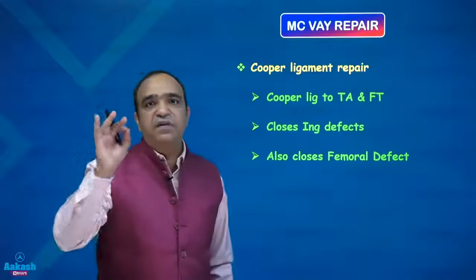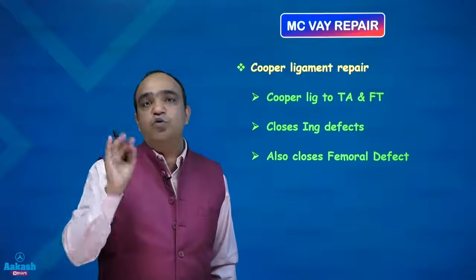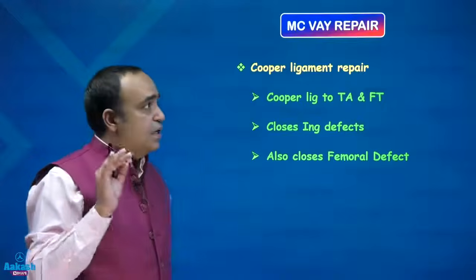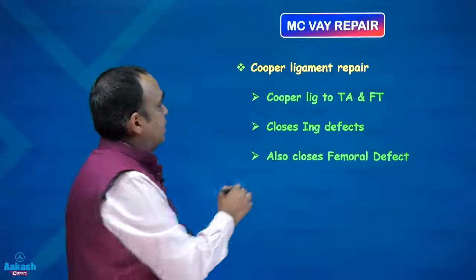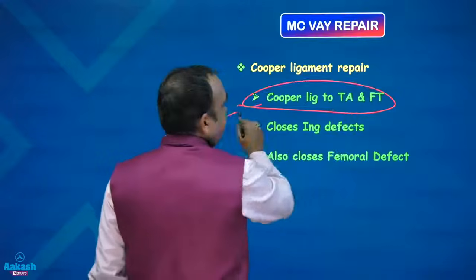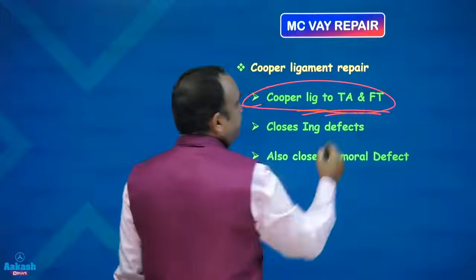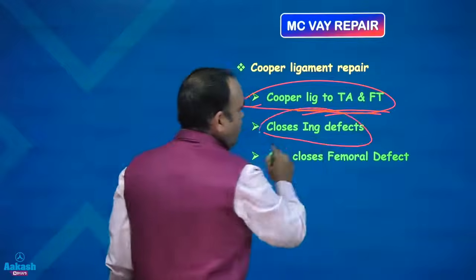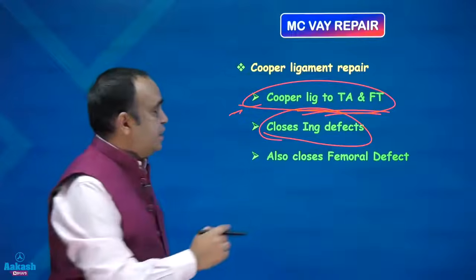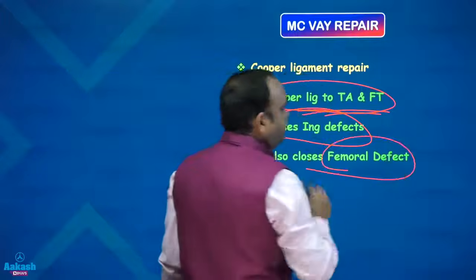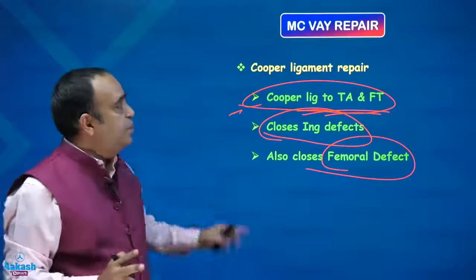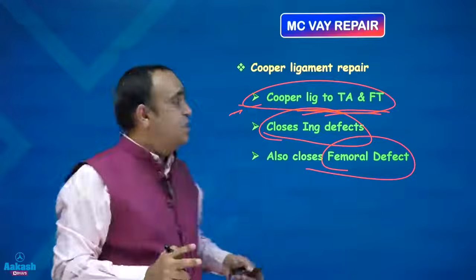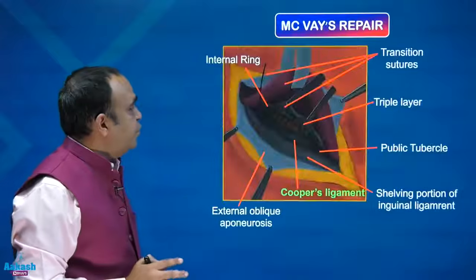McVay, remember, very, very important, just one word: it's a Cooper's ligament repair. So Cooper's ligament is a very critical part of the repair. It's approximated to the transversus abdominis and fascia transversalis. It not only closes the inguinal defects, it also takes care of femoral defects. So two points you need to remember. McVay, it's a Cooper's ligament repair. Second, it also closes the femoral hernia or femoral defect.